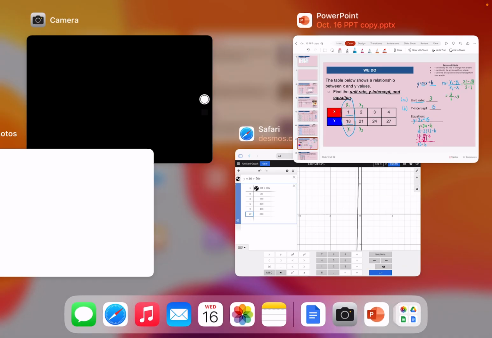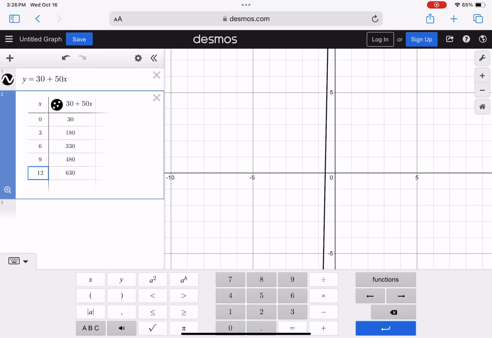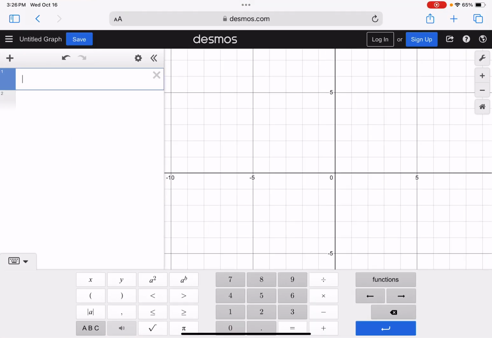Okay, so now I'm going to show us on Desmos how we're going to get the same answer. So to do that, I'm going to go ahead and clear the whole thing. This time we're given a table, right? So we have to make a table on Desmos. And so I'm going to go to plus, I'm going to go to table. So then I'm going to type in 1, 18, 2, 21. So these are the values in the horizontal table that was given to us. 3, 24, and lastly 4, 27.